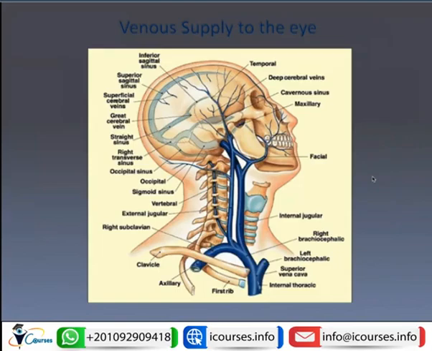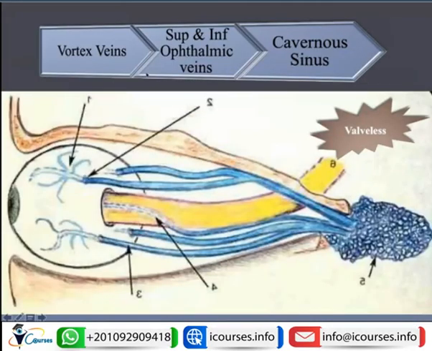Let's now discuss the venous supply to the eye. The venous supply of the eye comes from the four vortex veins, as you can see here. Then these four vortex veins will drain the blood into the superior and the inferior ophthalmic veins that will drain into the cavernous sinus. Please note that these blood vessels are valveless, so these veins don't have any valves.